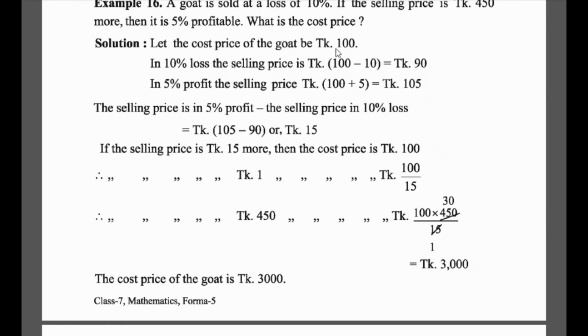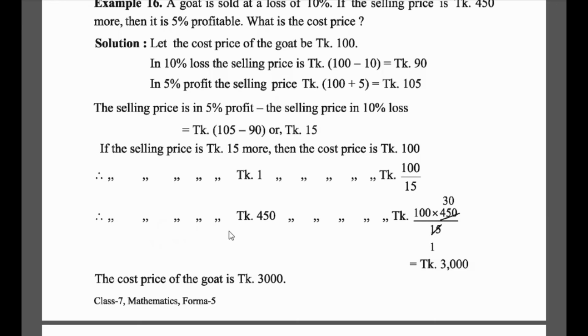We have let the cost price be taka 100. So for taka 100, the selling price is 15 more. You can see here the difference. Okay. So replacing 15 by 1, that means that if the selling price is taka 1 more, then the cost price is definitely less than 15. So 100 divided by 15.